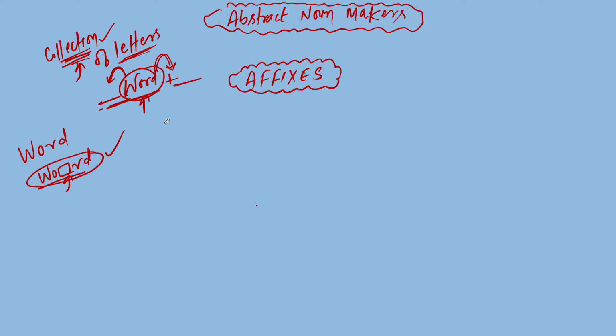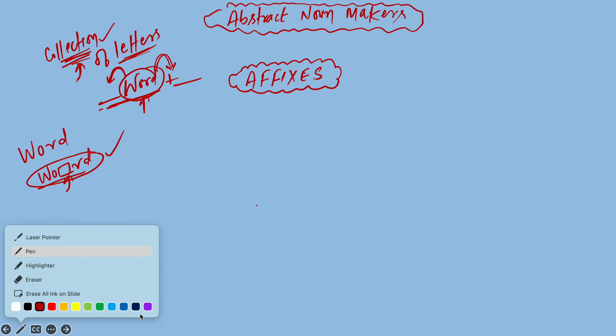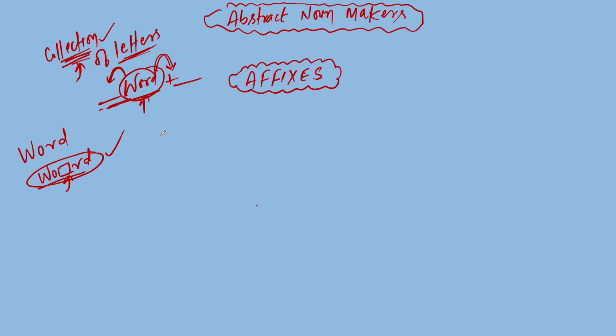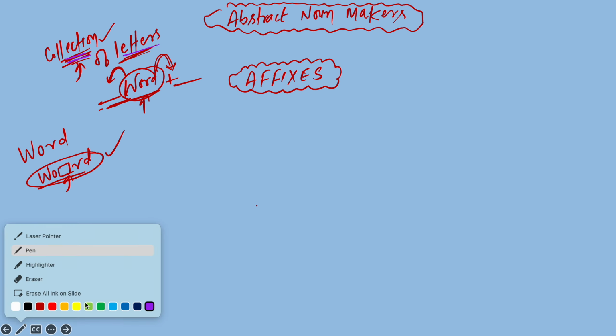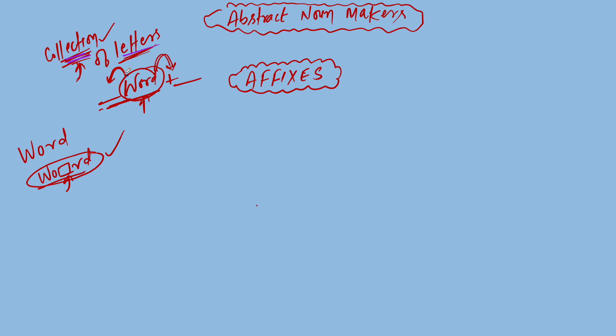Okay. Now, I'm going to give a name to the collection of letters. If you put the collection of letters just before the word, in that case, this collection of letters will be known as prefix. Prefix. Is it clear or not?